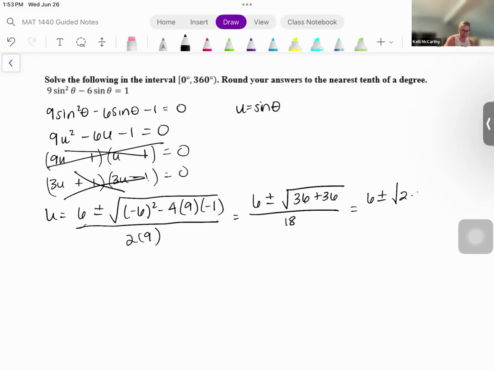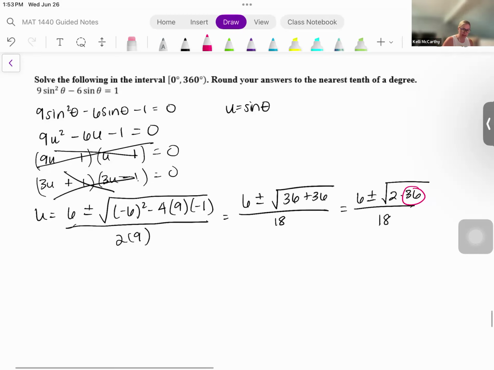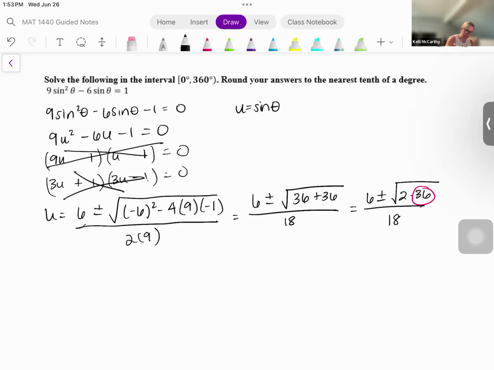But this is 2 times 36. So 36 plus 36 is 2 times 36 over 18. And the reason I'm going to do that is because 36 is a perfect square. So now that I have a factor that's a perfect square, I can bring that out of the radical. So we've got u is equal to 6 plus or minus the square root of 36 is 6 times the square root of 2 over 18.